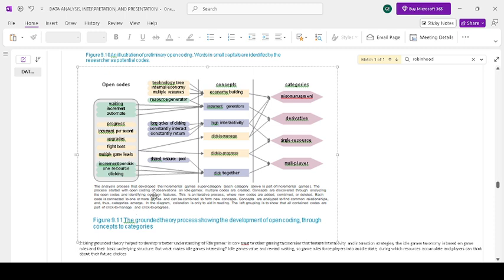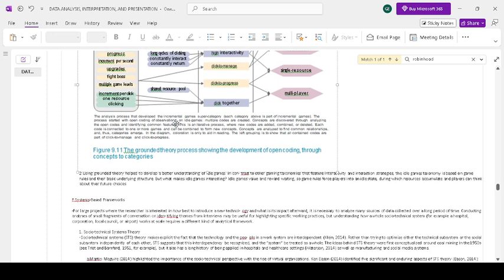So the analysis process that developed incremental games super category, each category above is part of incremental games. The process started with open coding of observations on idle games. Multiple codes are created. Concepts are discovered through analyzing the open codes and identifying common features. This is an iterative process where new codes are added, combined, or deleted. Each code is connected to one or more games and can be combined to form new concepts. Concepts are analyzed to find common relationships and thus categories emerge.